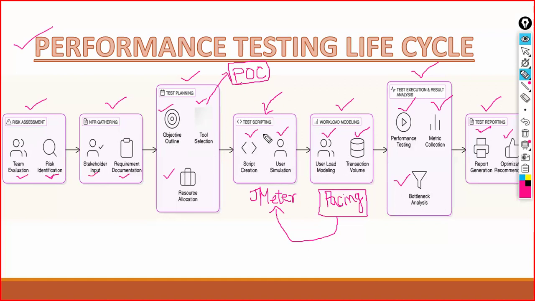And for test scripting, we'll take more time. Why? Because here our JMeter tool is going to be introduced, and we are going to create the scripts and do all the enhancements here. Also, test execution and result analysis will take time, and reporting again 1 or 2 days. Each and every stage is going to be covered in detail in our coming sessions.